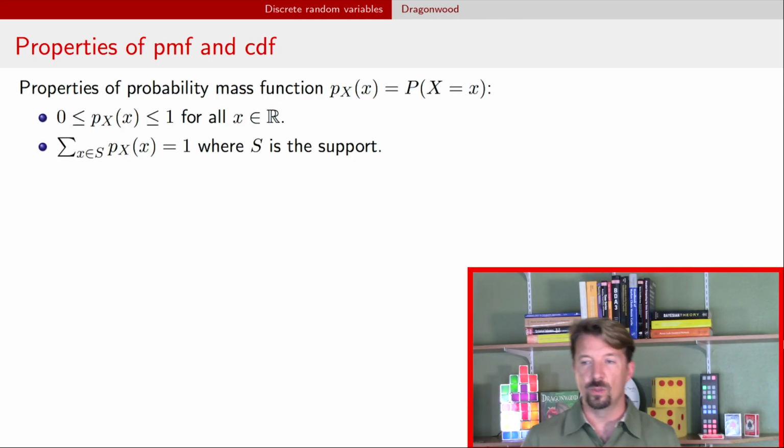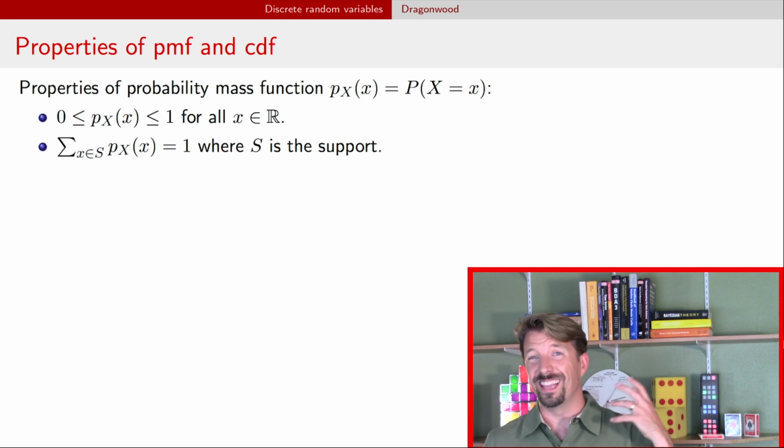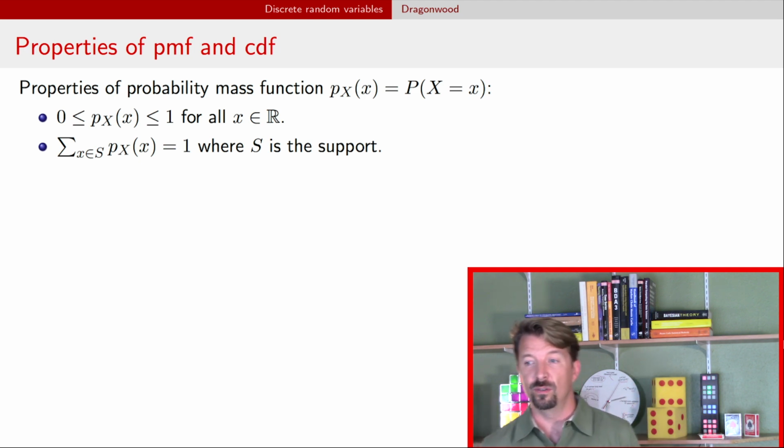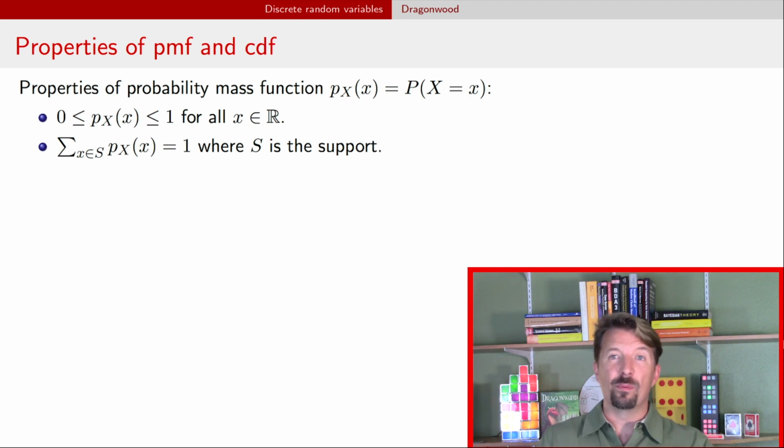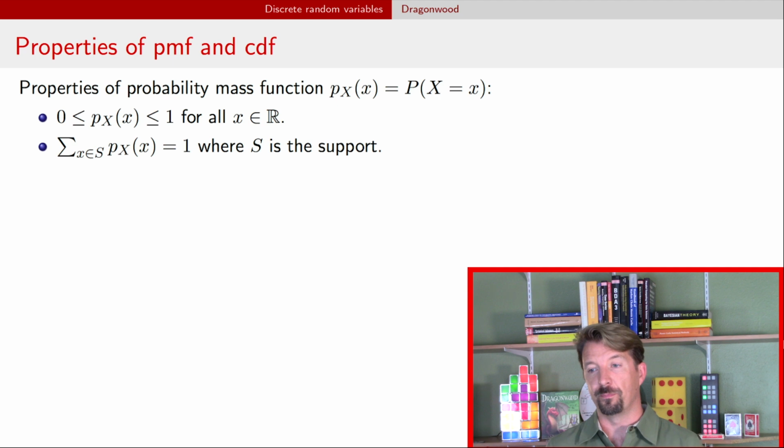Okay, so here, for those who like thinking about functions, are some properties that might be of interest to you. A probability mass function, or P sub x of x, is a value between 0 and 1, which possibly could include 0 and 1, and that's true for all real numbers, not just the numbers in the support of the random variable. If you add up all the values in the support, then those sum to 1.